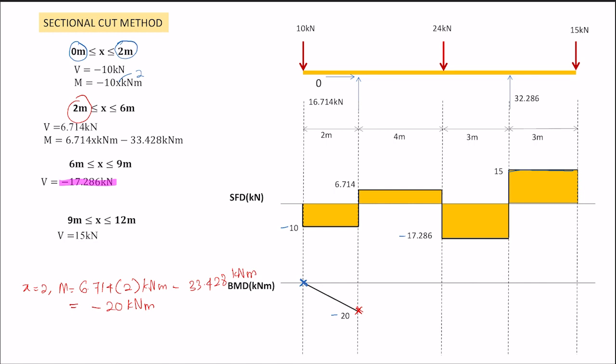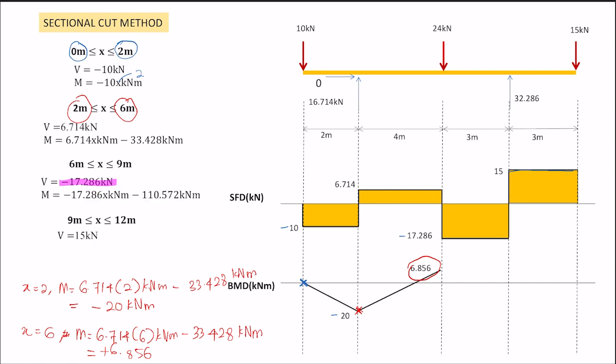And the next boundary is 6 meter. So X equals 6 meter. M equal to 6.714 times 6 kilonewton meter minus 33.428 kilonewton meter. The value is positive 6.856. For this boundary, the value at 6 meter is positive 6.856. So it will go straight up like that.